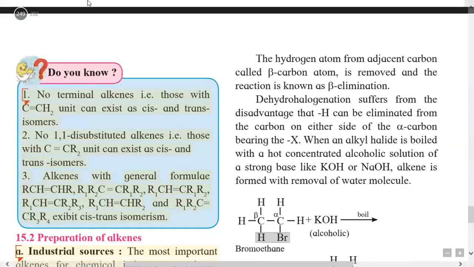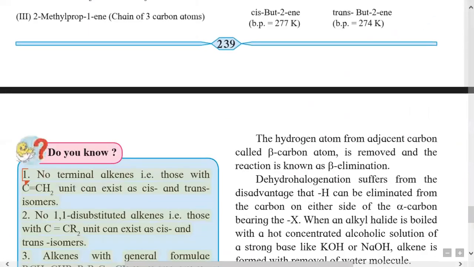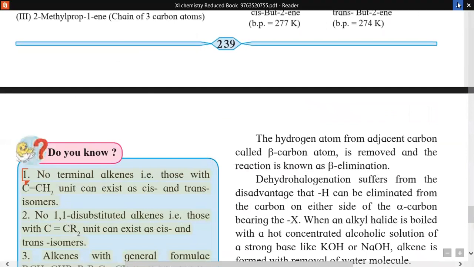So that is about the definition and isomerism in alkene. We had studied two types of isomerism: structural isomerism, in that chain and position isomerism, and the second type is geometrical isomerism. Thank you.